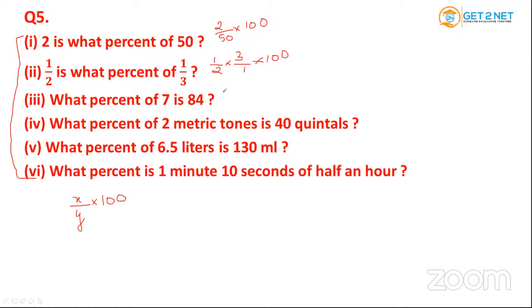What percent of 7 is 84? Now see, it's a twist. What percentage of 7 is 84? What percentage of X is Y? So it will be Y by X into 100.